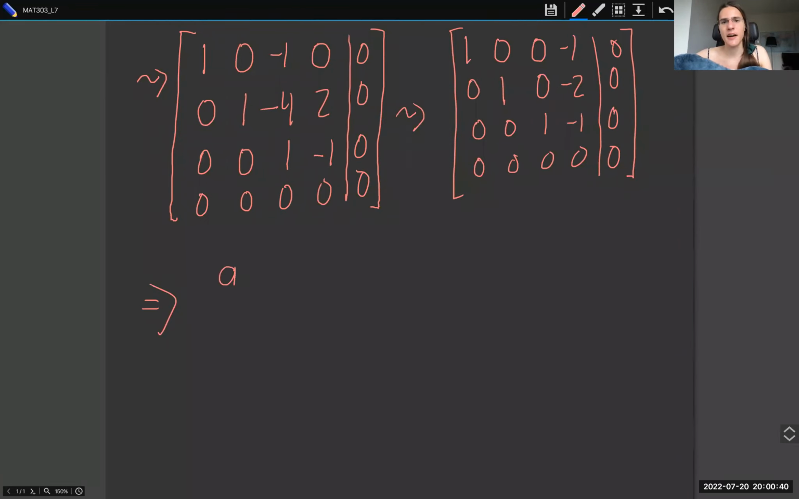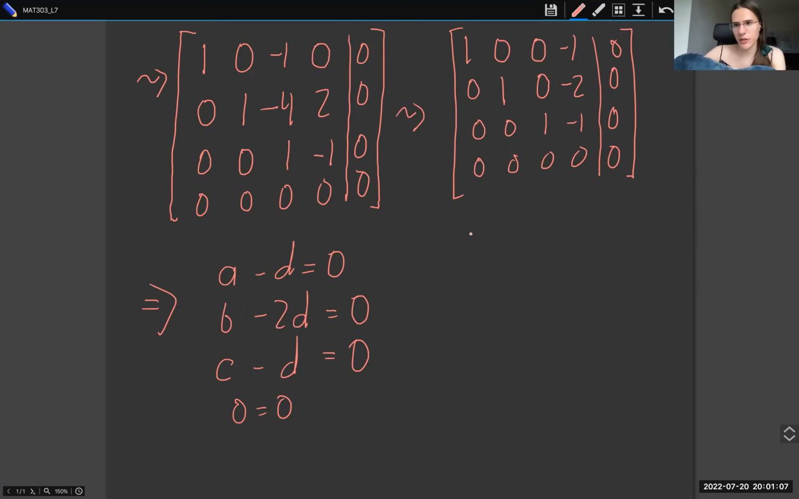So this tells us, let's say A, B, C, D. A minus D is equal to 0. This tells us that B minus 2D is equal to 0. This tells us that C minus D is equal to 0, right? And this tells us that 0 is equal to 0, right? So at this point, we have a degree of freedom. And it looks very tempting to just set D equal to something and then see what that gives us for the other things, right? So what happens if we set D equal to 0?